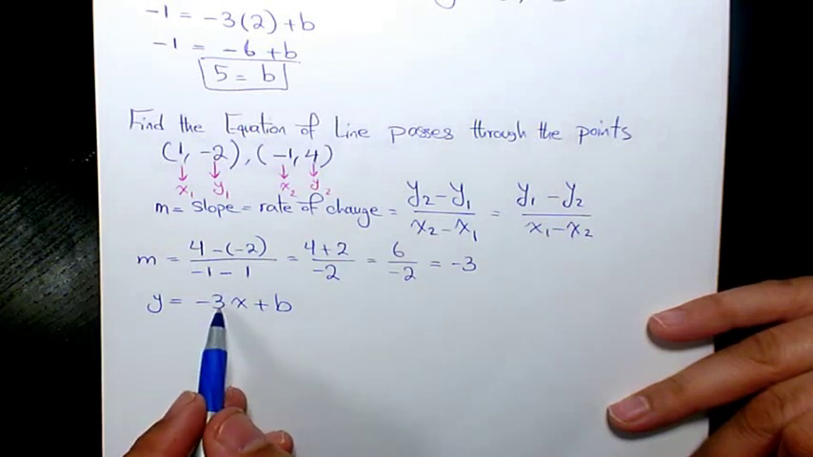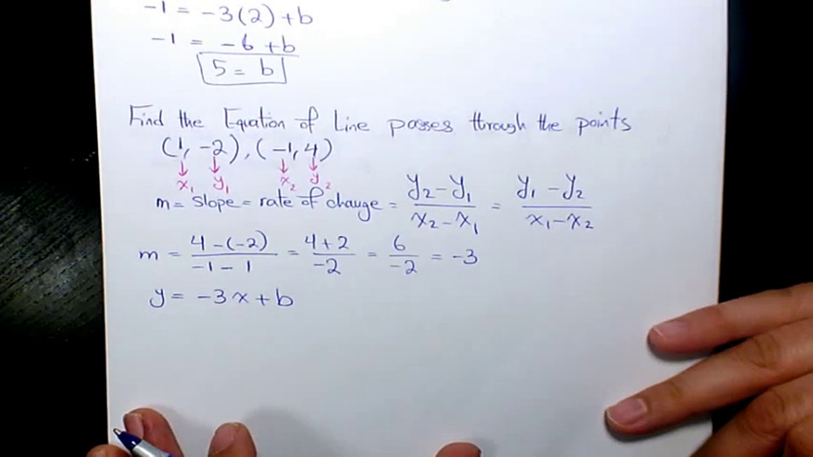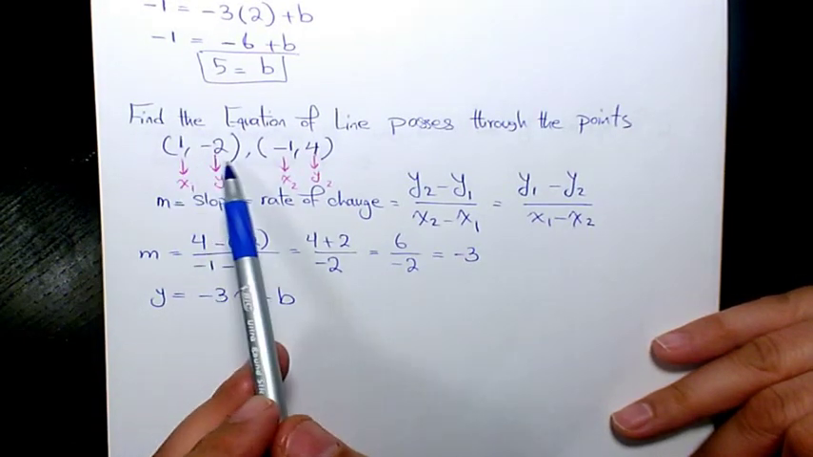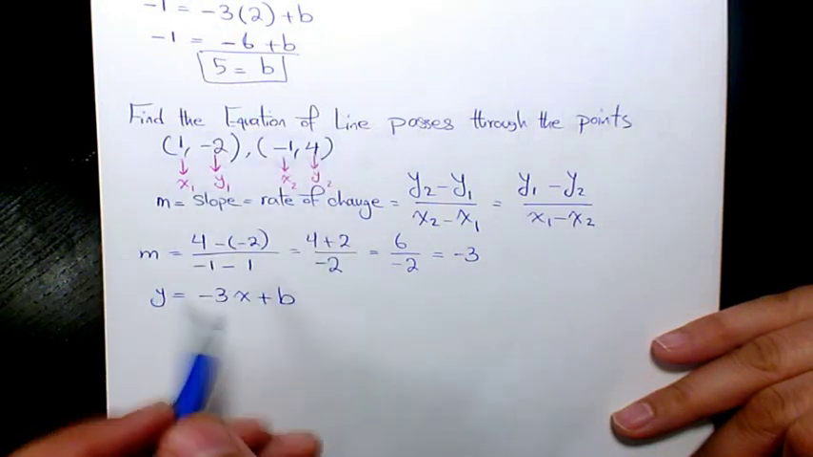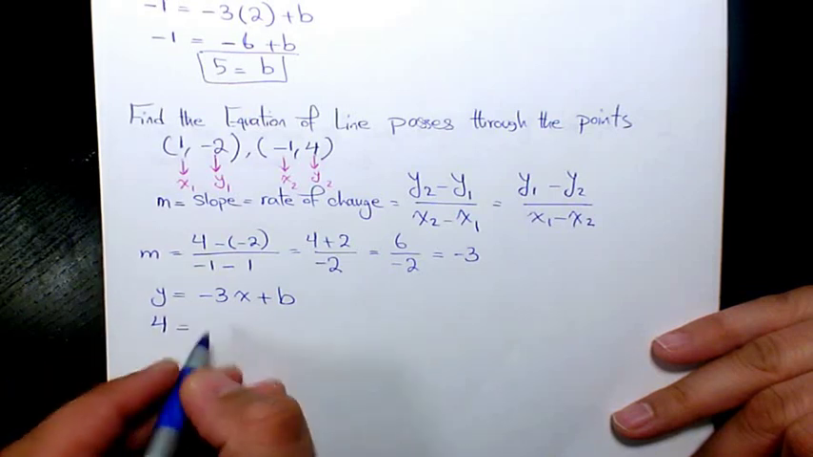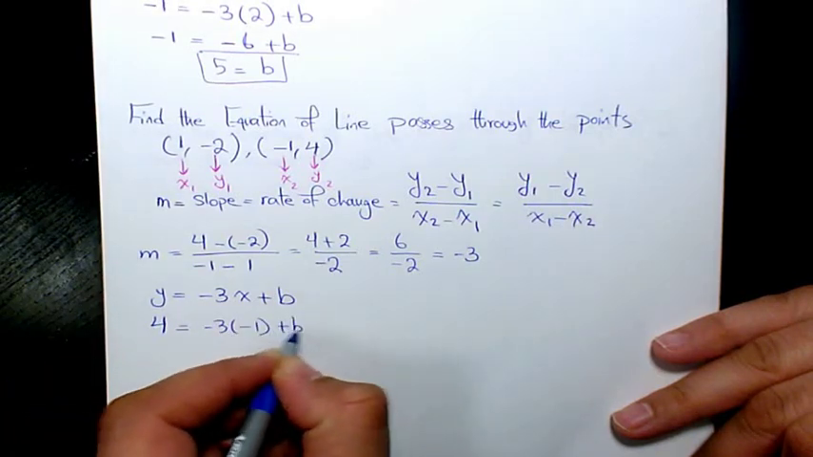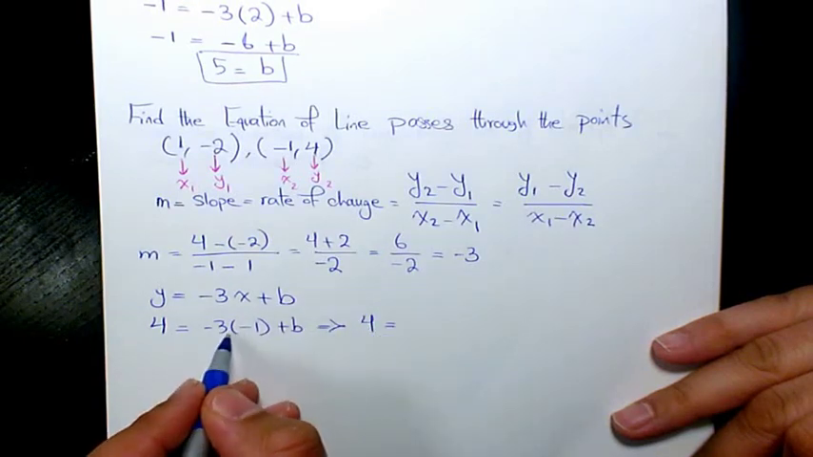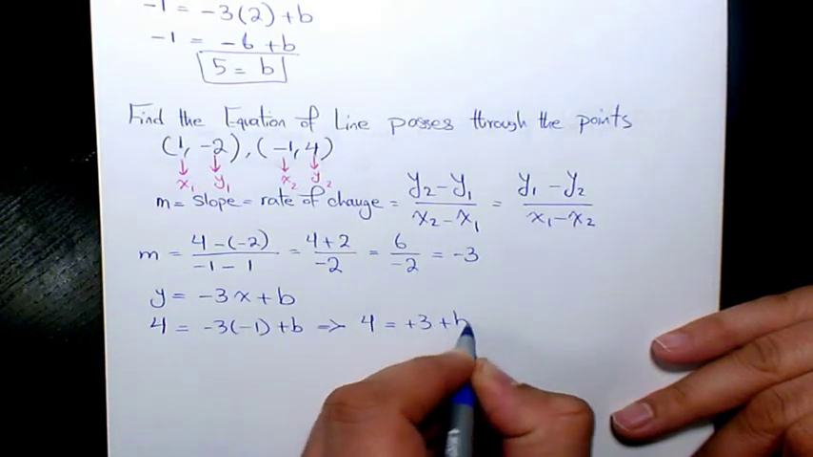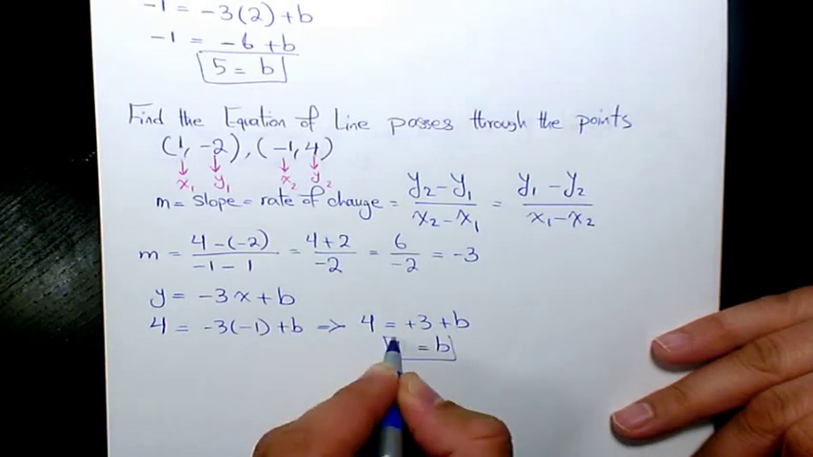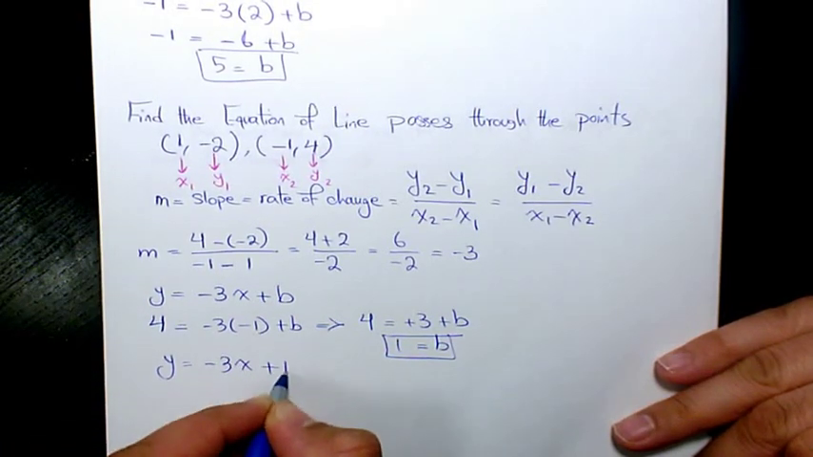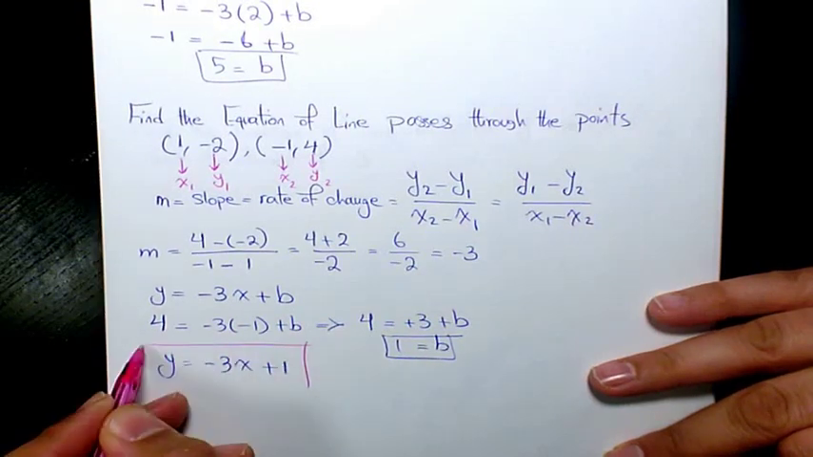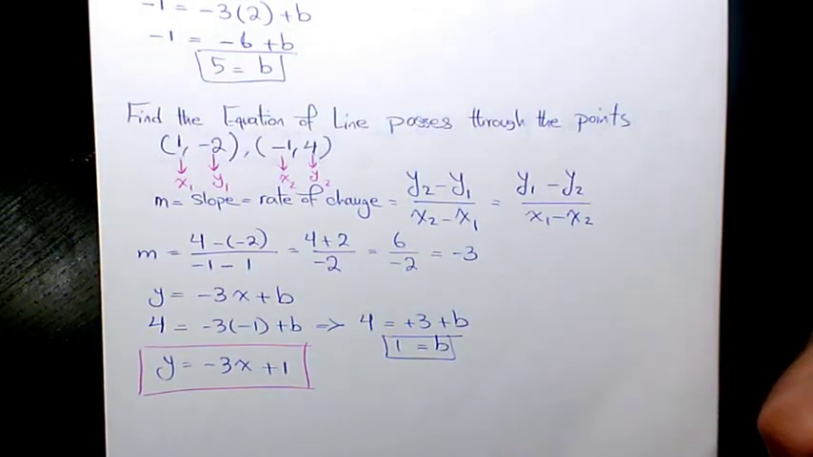We already found slope. We need to find out the y-intercept as well. So we can use any of these points, doesn't matter which one we select, to sub it in the formula. Negative 1 and 4, let's check this one. Let's use it. 4 is y, negative 3 times negative 1 plus b, which will be 4 equals negative 3 times negative 1 is going to be positive 3 plus b. So b will be equal to 1. So the equation of line will be y equals negative 3x plus 1. This is the equation of line. Negative 3 is the slope and 1 is the y-intercept.